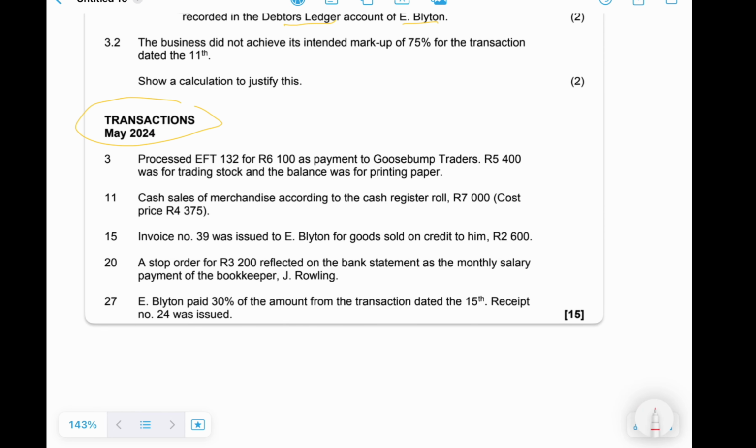What they are saying to us is they processed an EFT. Meaning that they sent an EFT for 6,100 as payment. So already it is telling you that the business made a payment. And that payment went to Goosebump traders. So in that 6,100, 5,400 was for trading stock and the balance was for printing paper. So that is the important information in this transaction. So now where do we go? Which journal? We go to the CPJ. Why? Because we made a payment. So we go to the cash payments journal.